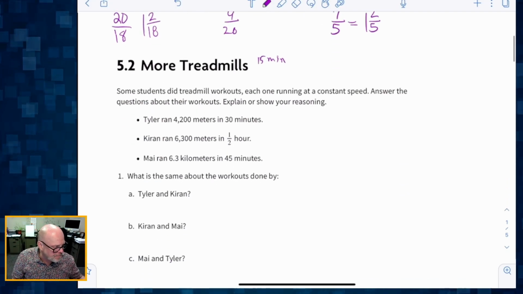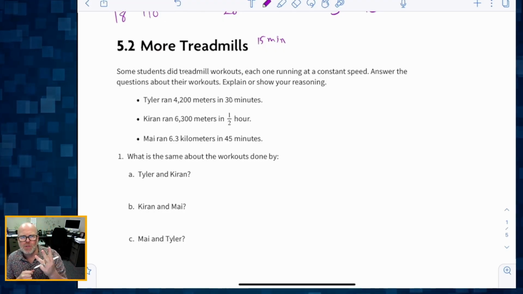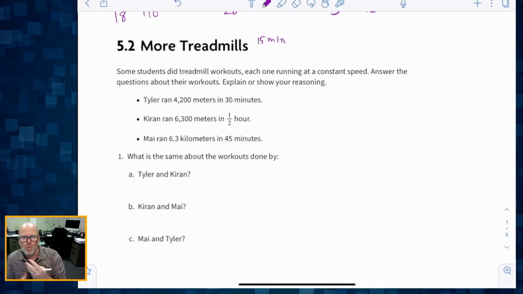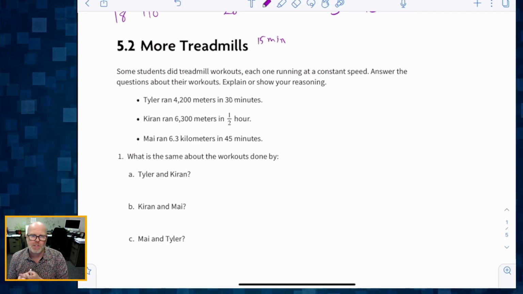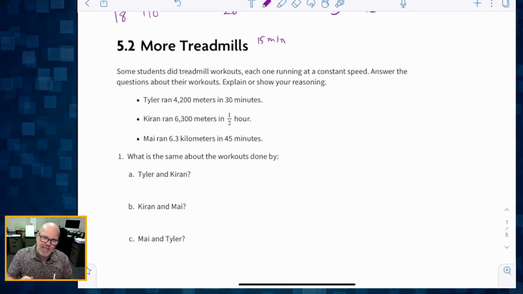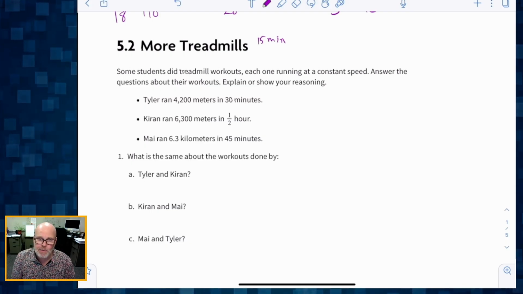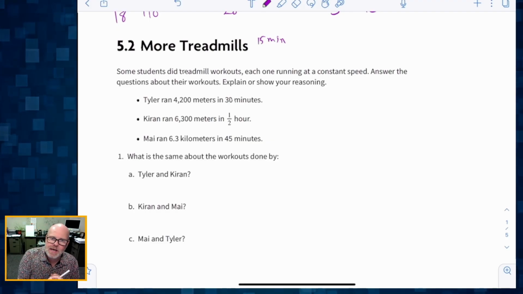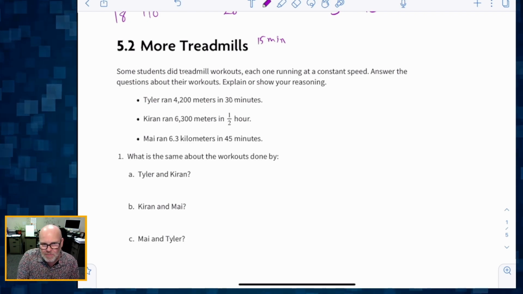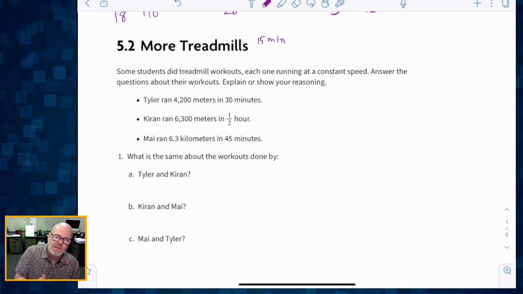So there's our 5-minute warm-up. Now we're going to go on to treadmills. So we've got some students. They did a treadmill workout. Each one is running at a constant speed. Answer the questions about their workouts, explaining or showing your reasoning. So we've got Tyler. He ran 4,200 meters in 30 minutes. Kieran ran 6,300 meters in a half hour. And then Mai ran 6.3 kilometers in 45 minutes.